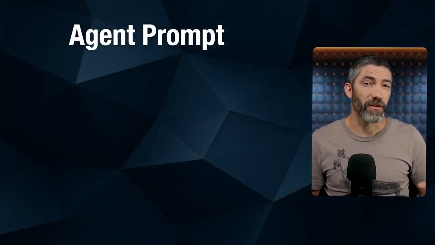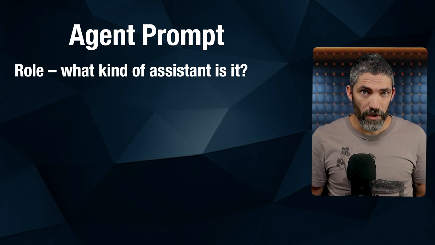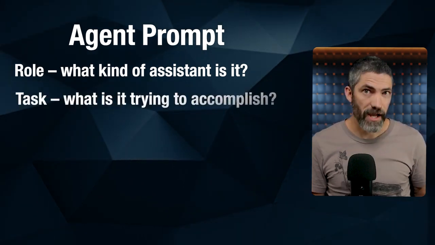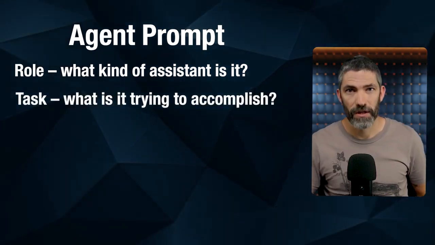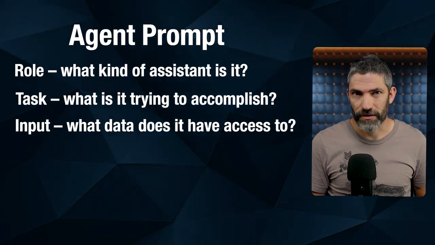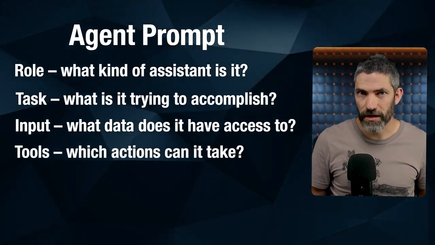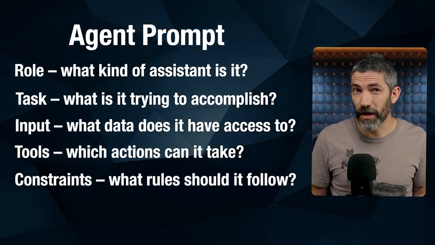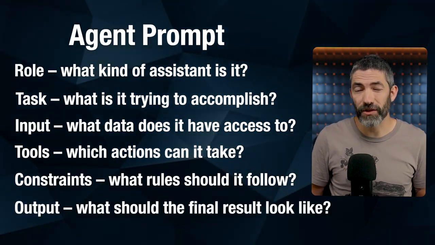Now, the final step before we can run this is writing a prompt for our agent. Right now, it has access to all these tools, but no idea what it's actually supposed to do. So that's where the prompt comes in. It tells the agent who it is, what the job is, what information it has access to, and how to act. The most important elements to include in your prompt are role, what kind of assistant is it, task, what is it trying to accomplish, input, or what data does it have access to, tools, which actions can it take, constraints, what rules should it follow, and output, what should the final result look like.